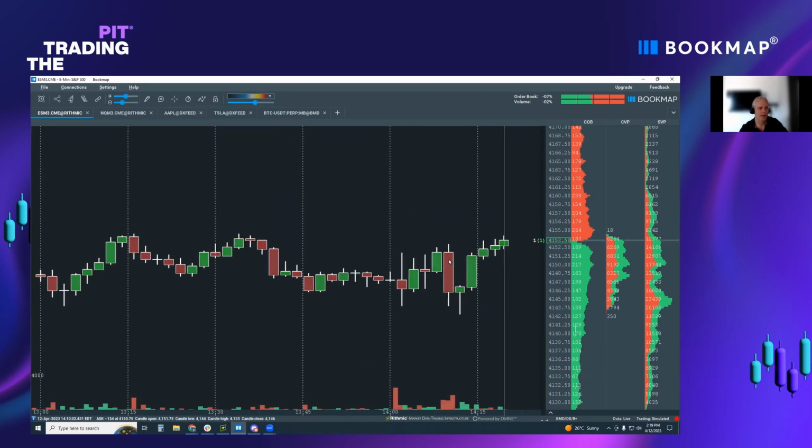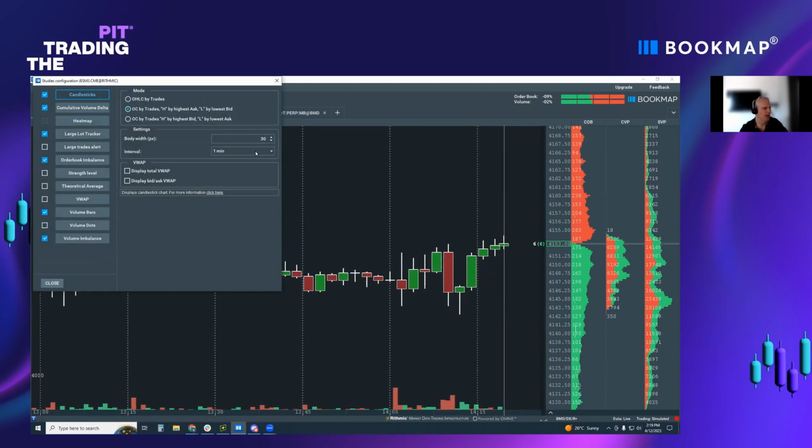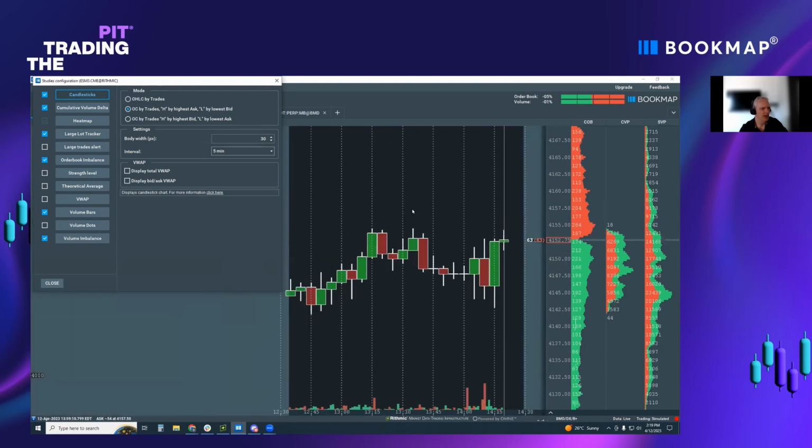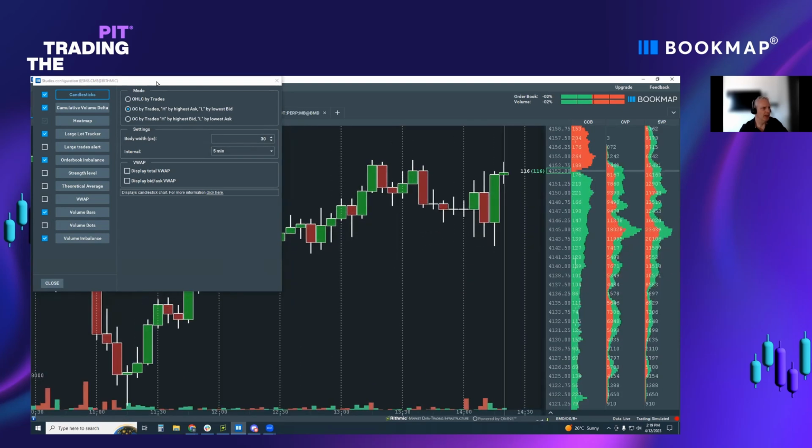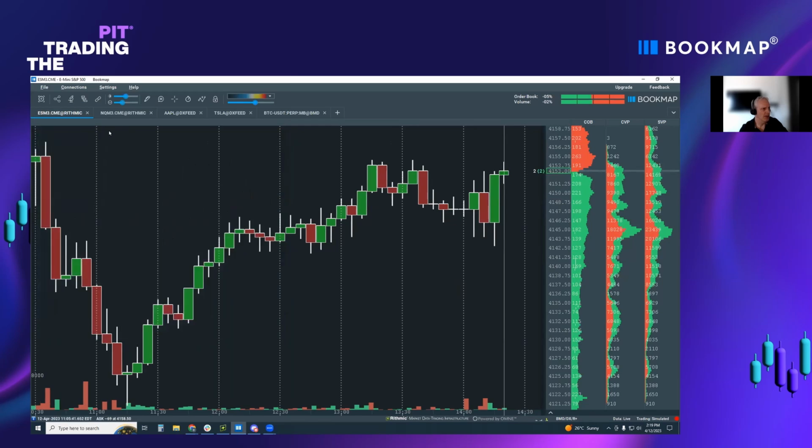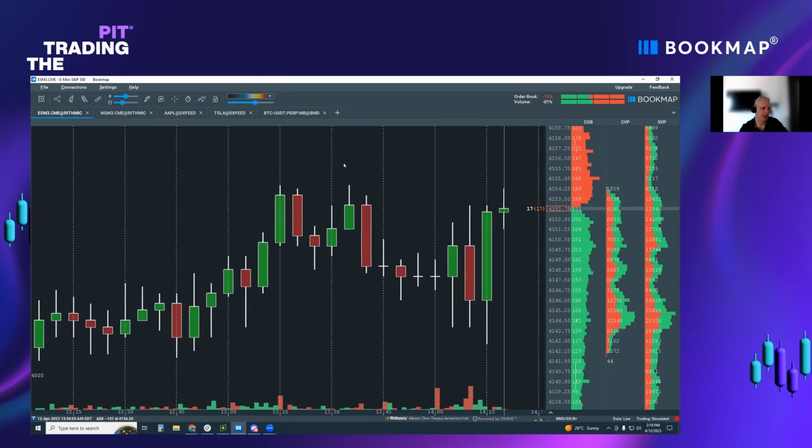Everyone knows this view. Okay, what is a candlestick chart? This is a 1 minute candlestick chart. We can look at a 5 minute candlestick chart. Doesn't really matter. And we're looking at the S&P E-mini. I do have open the NASDAQ E-mini, Apple, Tesla, and Bitcoin. So let me know what you guys would like to look at. But we're going to start with this 5 minute candlestick chart in the S&P E-mini.